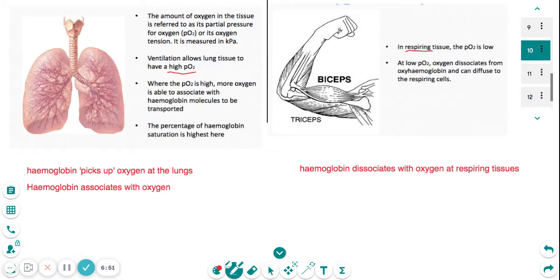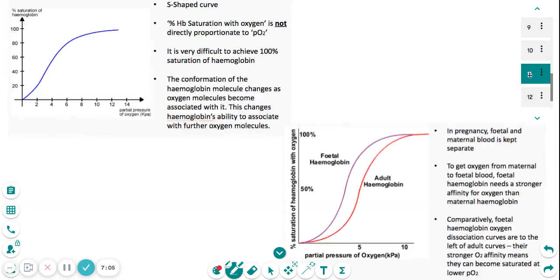We'll talk now about how the haemoglobin is good at picking up oxygen, or associating with oxygen, and how it's really good at dissociating with oxygen when it needs to let go. So this is the haemoglobin dissociation curve. If you were to put any other liquid like water into different environments of different partial pressure of oxygen, you would expect to see a direct proportion here.